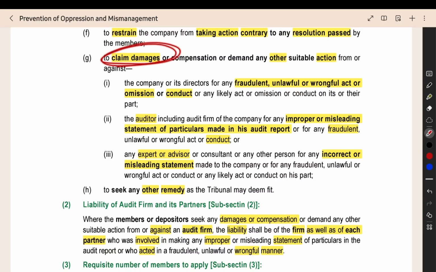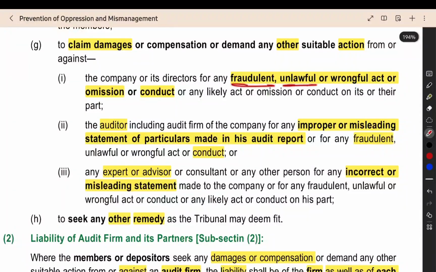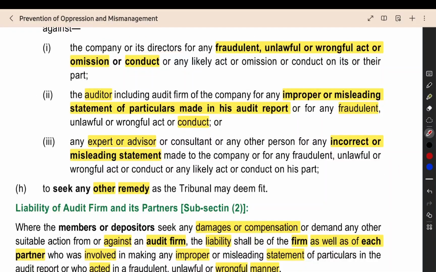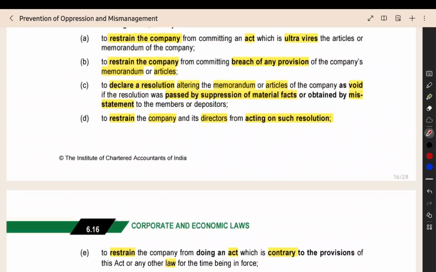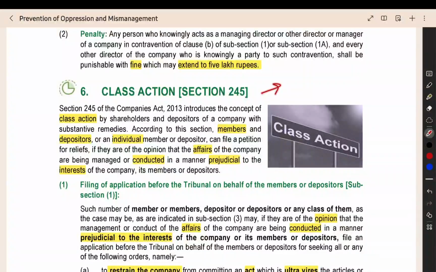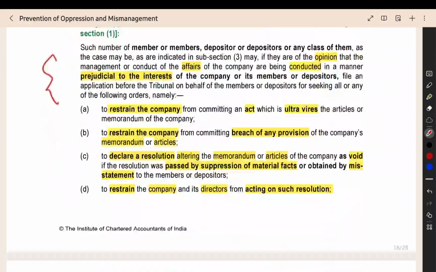They can claim the damages. What damages? Some fraudulent, unlawful, and wrongful act happened. For that, they can get the damages from the company or director. Then the auditor made a misleading statement in the audit report. In the audit report, the auditor made a misleading or wrong statement. Because of that, some losses happened to the applicant. Then they can get the damages against the auditor. The next point is, if any expert or advisor gave any incorrect or misleading statement, then the member, the applicant, can get the damages against the expert or advisor also. Any other remedy also they can get from the tribunal. So this is the outcome of the order. If you are making a class action suit, they can get these actions from the tribunal as an order.